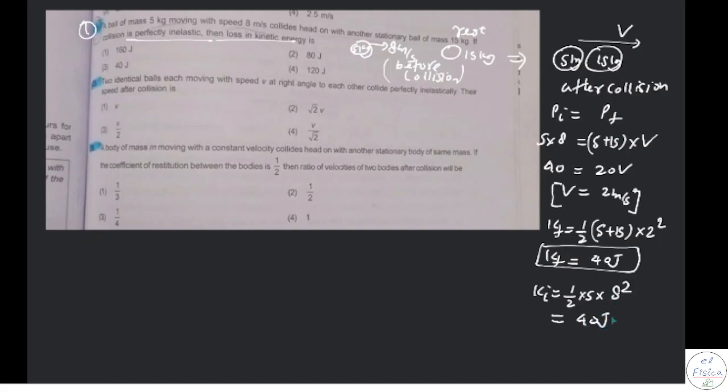So this is 160. So loss in kinetic energy will be the change in kinetic energy. So loss will be 120 joule. So this will be the answer for first.